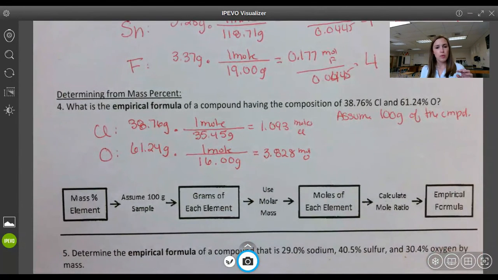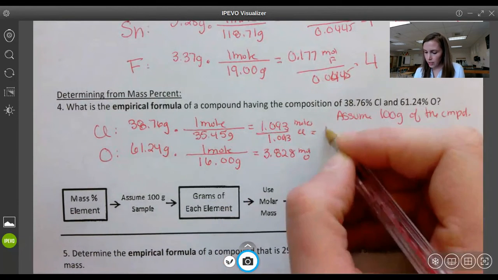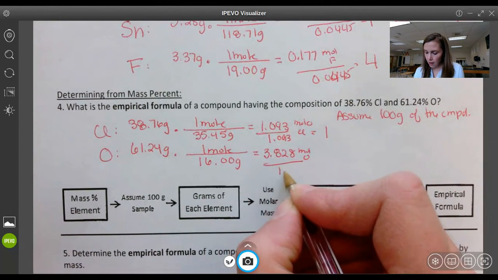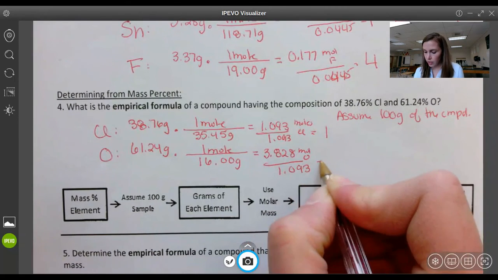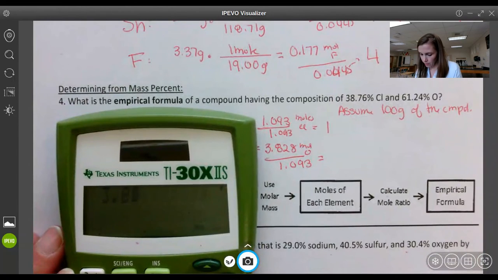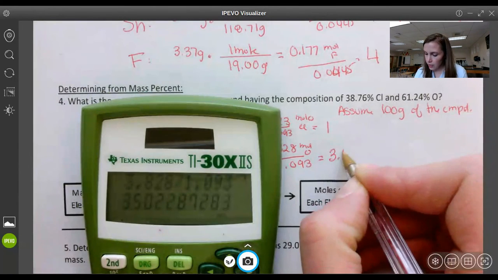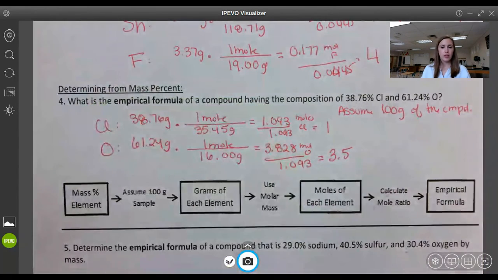So in this one, you are going to see a little bit different than the last one, because when we go and divide by the smallest, chlorine is 1, but when we divide oxygen by the 1.093, you're going to see that this gets very close to 3.5, and that we actually have to write down as 3.5. Okay, so we're still not in whole numbers.